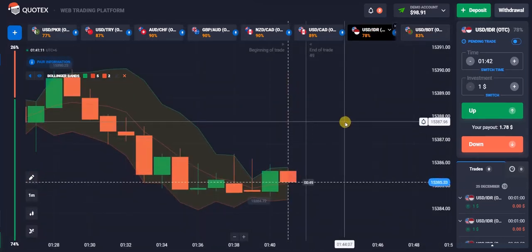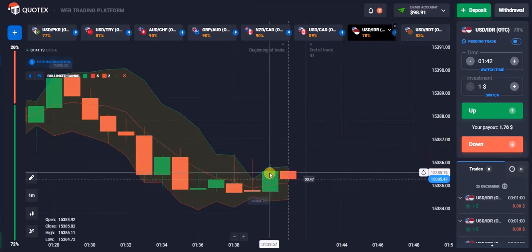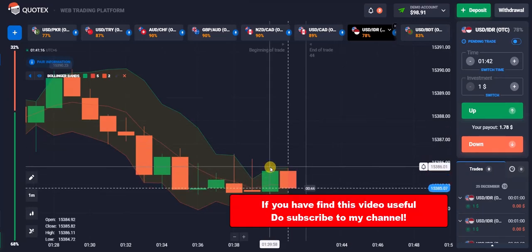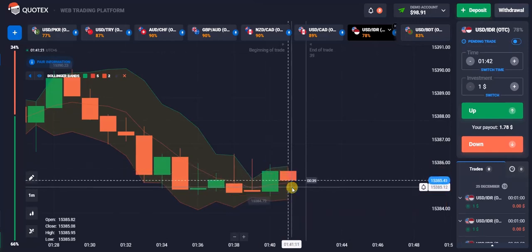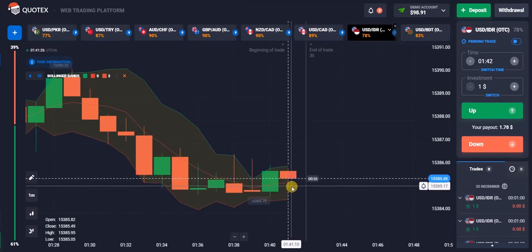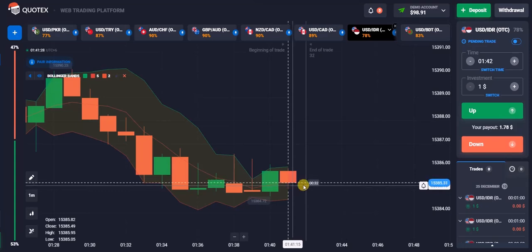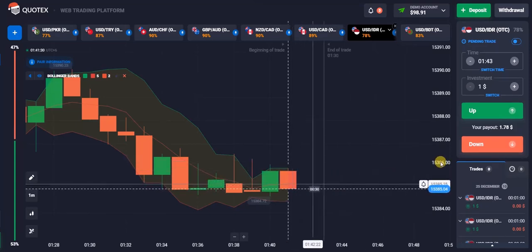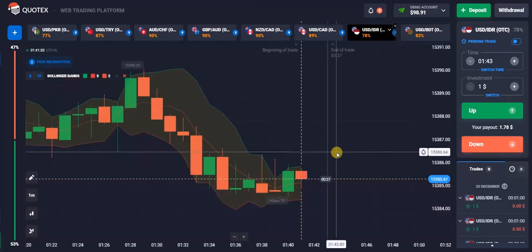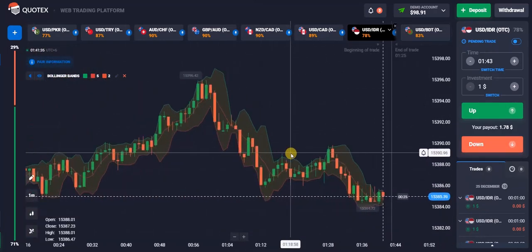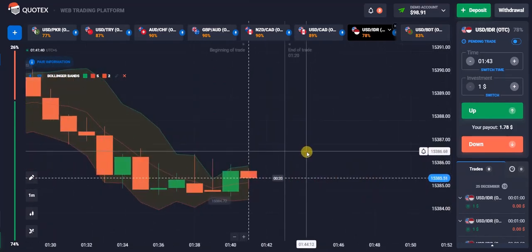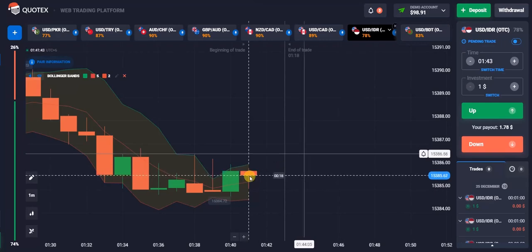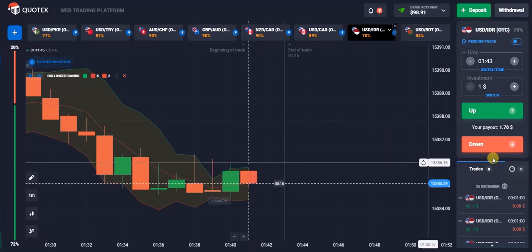So on USD IDR, as you can see, this green candle touched the upper line, and this red candle seems like a good candle. So let's see, if it is a healthy red candle, we are going to take a down call, and it is a downtrend. If it is a hammer or a pin bar or a doji, we are not going to take a trade.